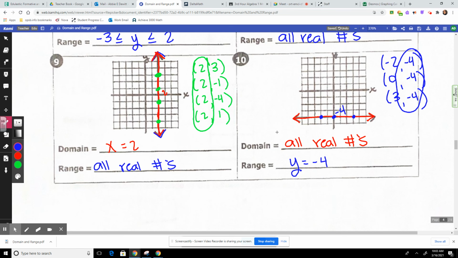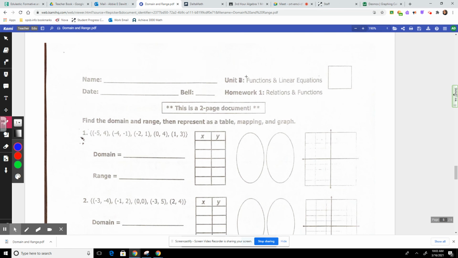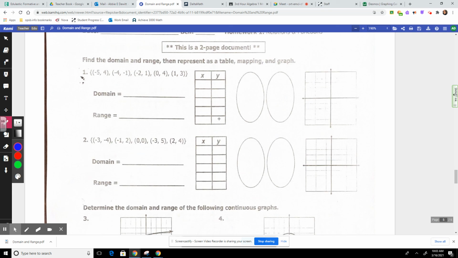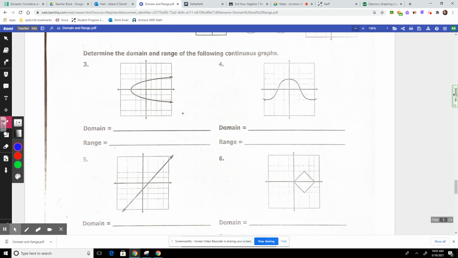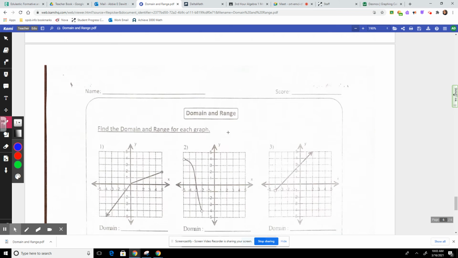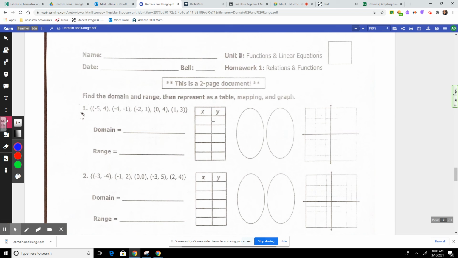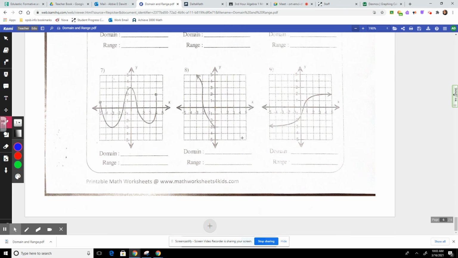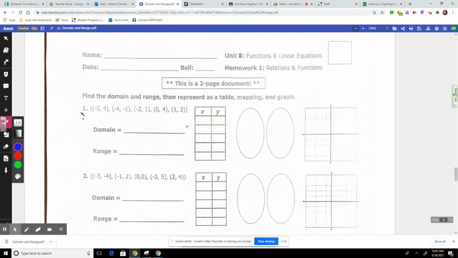Okay, so your assignment is a combined review of what we just did all together. You've got your domain and range from an ordered pair set, your table, your map, your graph, and then you've got graphs where you identify the domain and range of all of them. So you're going to do these 2 pages. It's not very many problems, and you're going to submit it to me as a PDF doc. You're going to save the PDF doc, annotate on the PDF, and then submit it back to me.